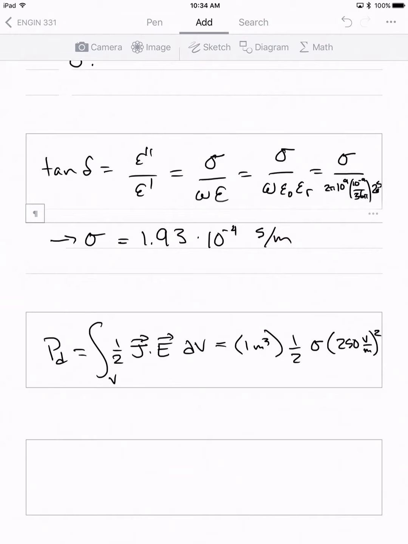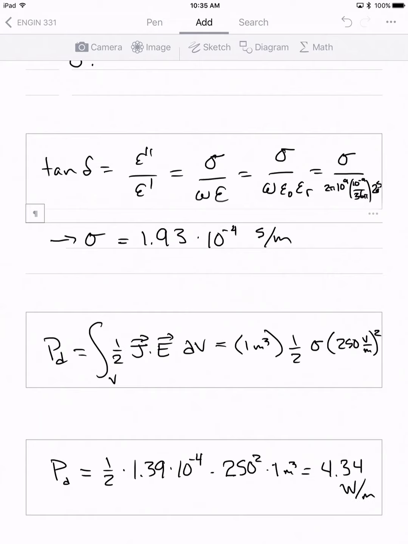If we work that out, the power dissipated in a cubic meter is equal to 1/2 times 1.39 times 10 to the minus 4th times 250 squared times 1 meter cubed, which doesn't actually change the quantity. And at the end, we get 4.34 watts per meter cubed.